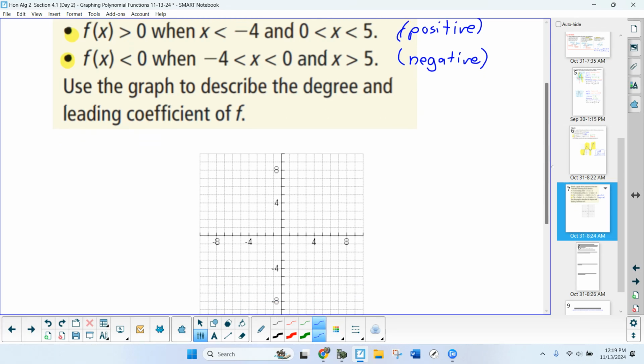So let's start there. It is positive, above the x-axis, for values of x that are less than negative 4. So over here. It's also positive for values of x that are between what? 0 and 5. So between 0 and 5.